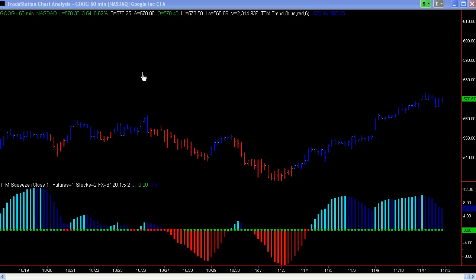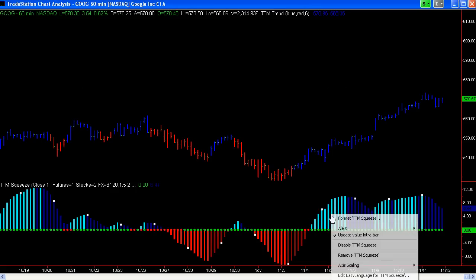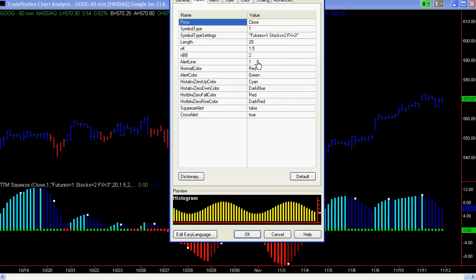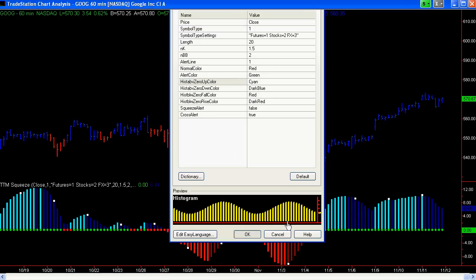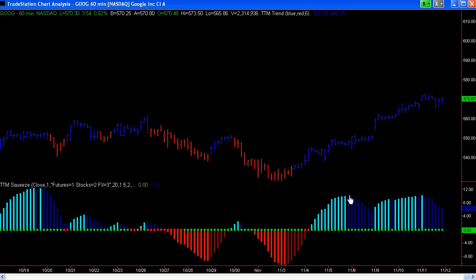I've got this one set up as kind of a little bit different here. For the TTM squeeze, what I did here is I went here and just formatted the squeeze, and I changed the zero up color right there to cyan. Normally it's just blue. That way it just stands out, and when it goes darker blue, it stands out a lot more.